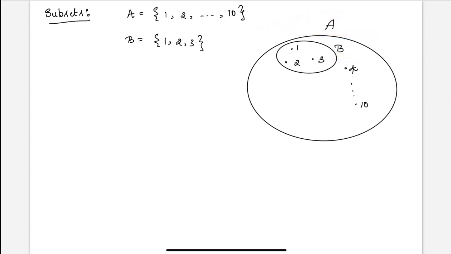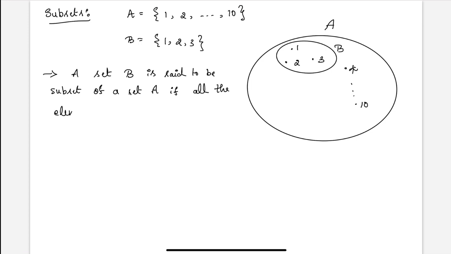So how can you write the definition of subset? A set B is said to be a subset of a set A if all the elements of B are also the elements of A. Elements of B are also the elements of A. This way we are defining subset.